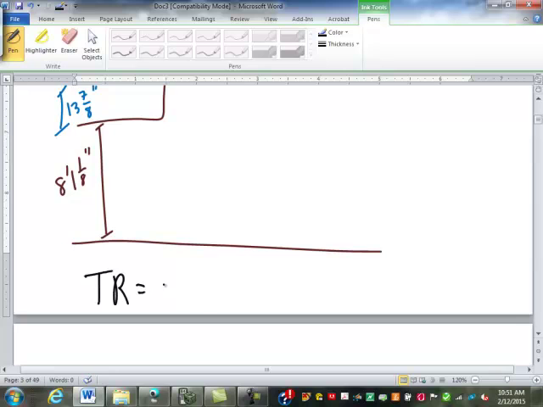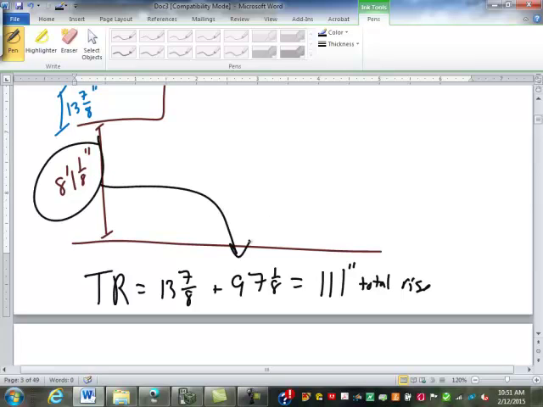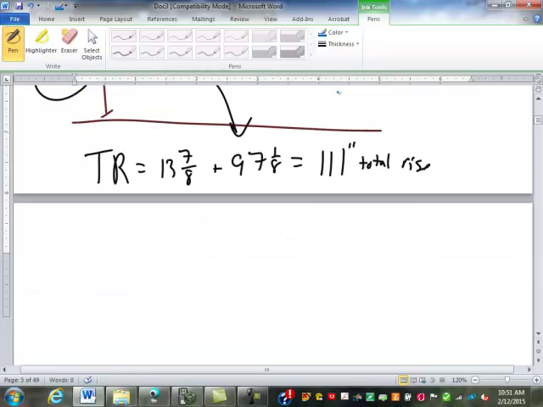Our total rise is our floor thickness of 13 7/8 plus 8 feet, which is how many inches? 96. So 96 plus 1 1/8 is 97 1/8. That is 111 inches total rise. I just converted 8 foot 1 1/8 into 97 1/8 inches. That's all I did. So 111 inch total rise. Next.